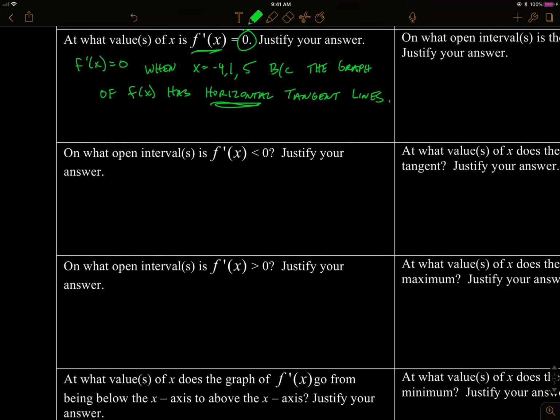Therefore, f prime must be less than 0, or negative. So we're going to say f prime of x is less than 0 on the interval. We never include the endpoints on these, increasing or decreasing.